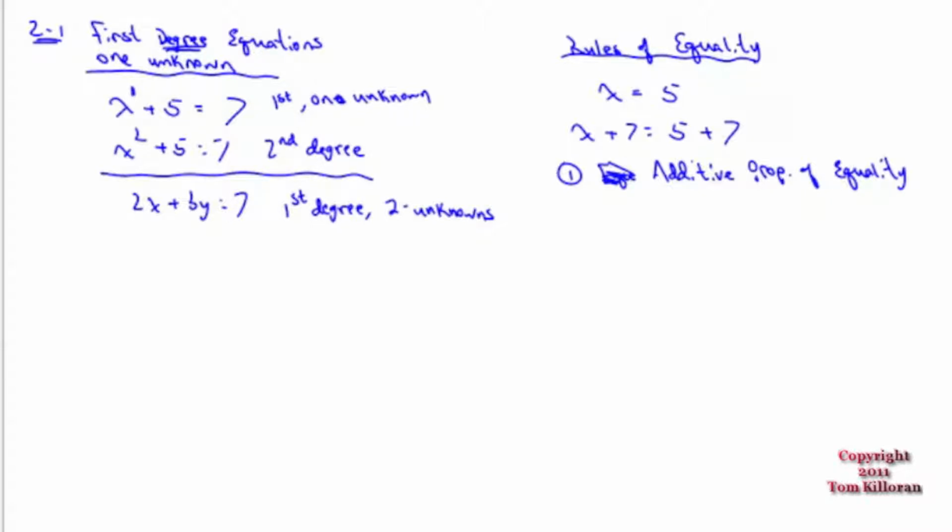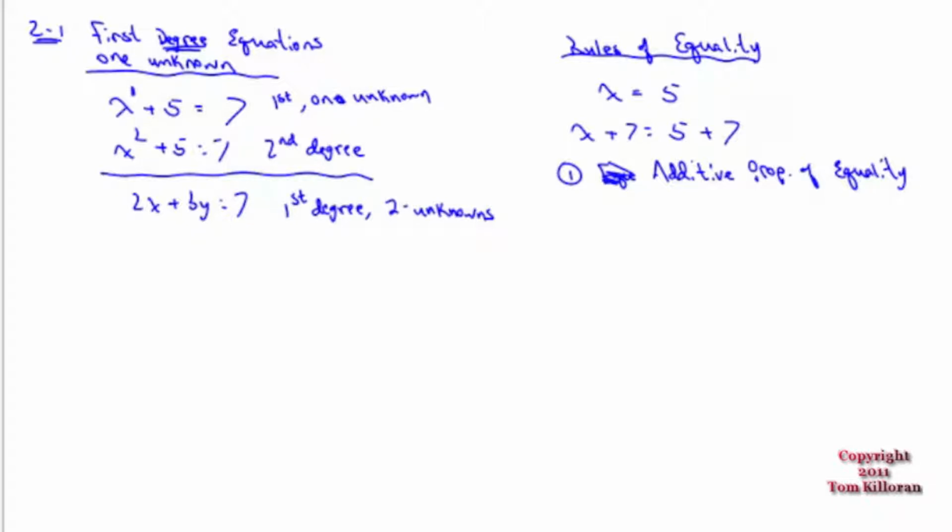If you take any number and add that number to 2 sides of an equation, the equality stays equal. I know that's redundant, but you're not changing the value on either side. X plus 7 is the same thing as 5 plus 7. So now you have x plus 7 is equal to 12, and that's perfectly fine.